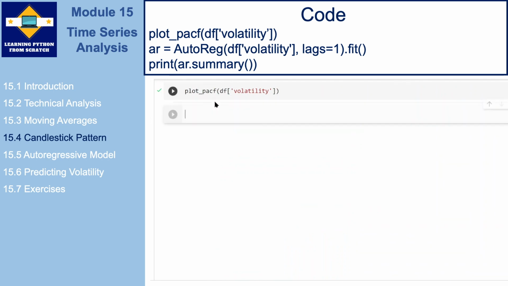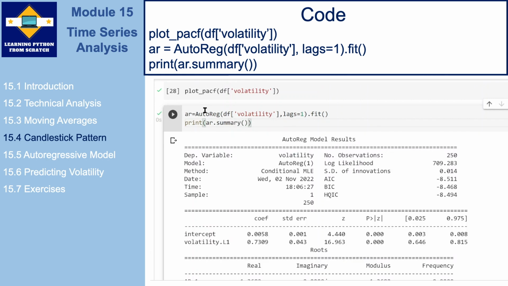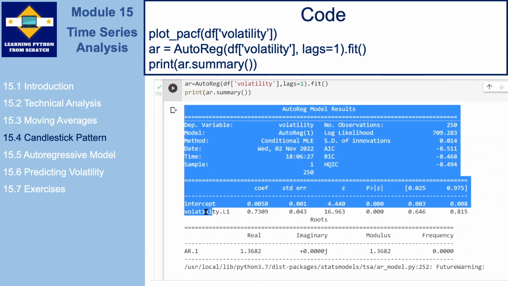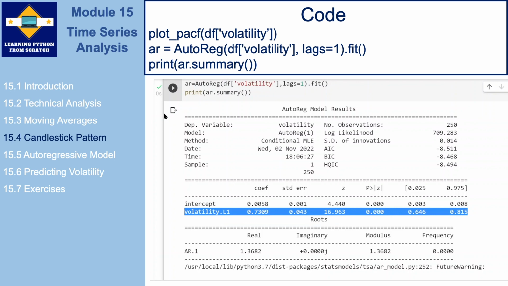Then we are going to estimate the parameters of an AR1 model. So here AR equals AutoReg. And then remember, we set the lag equal to 1. And then dot fit to find the best fit model. And then we are going to print out the summary. And you should be able to see that the coefficient value is very large and the P value is almost 0. So it means that Yt minus 1 seems to be very important in explaining the volatility at time t.